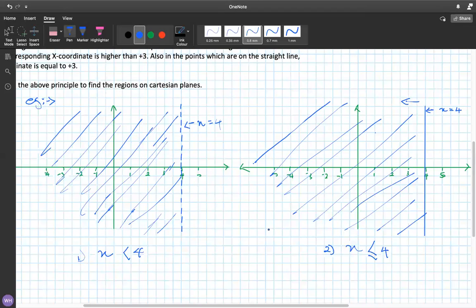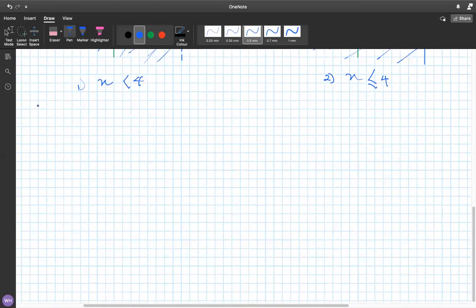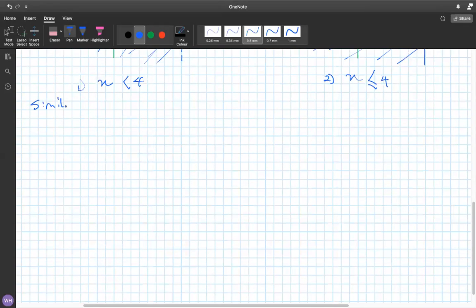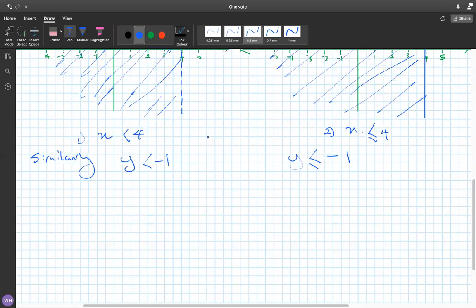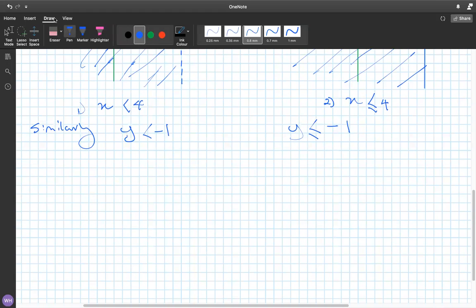So similarly, if you consider the other way round like this, I will give you a few seconds to try this. You can try it on your own. You can guess y is smaller than -1. The other one is y is smaller than or equal to -1. So do it by yourself. Now here it is y, not x. So when it is y, what can you say?